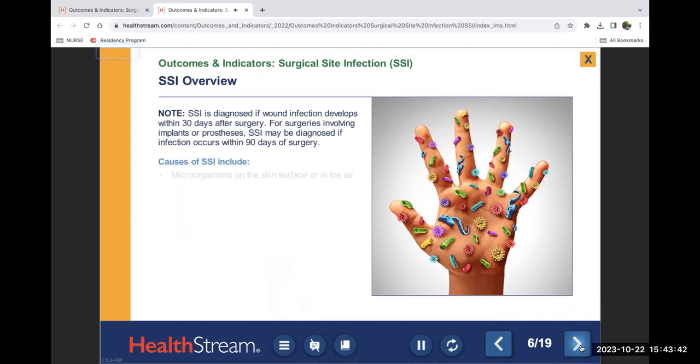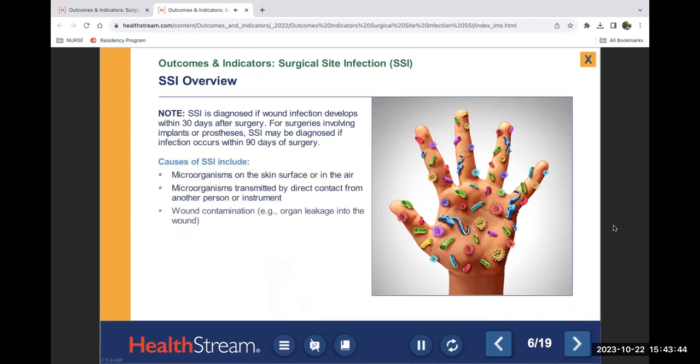Note that an SSI is diagnosed if the wound infection develops within 30 days after surgery. For surgeries involving implants, such as hip replacement, the window for SSI is extended to 90 days after surgery. Causes of SSI include introduction of bacteria from the air, surrounding skin, direct contact from another person, or internal wound contamination.